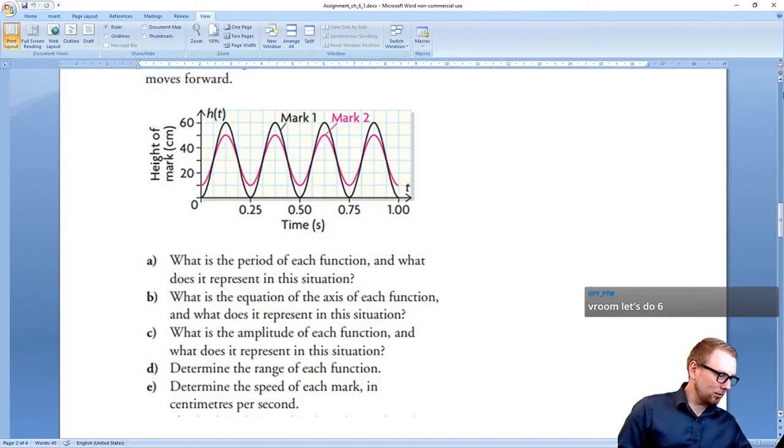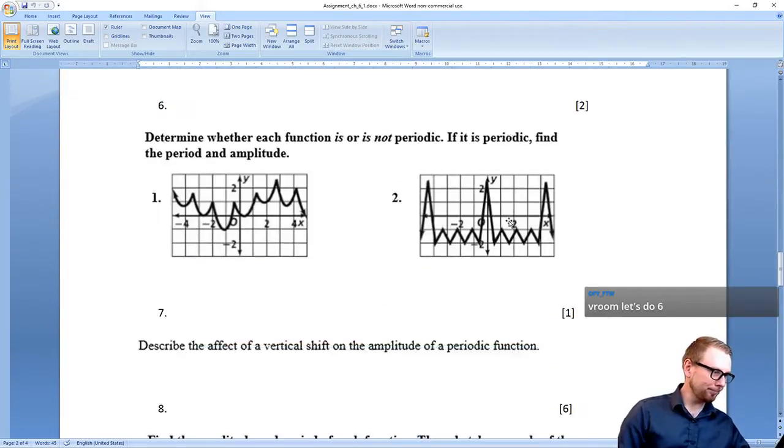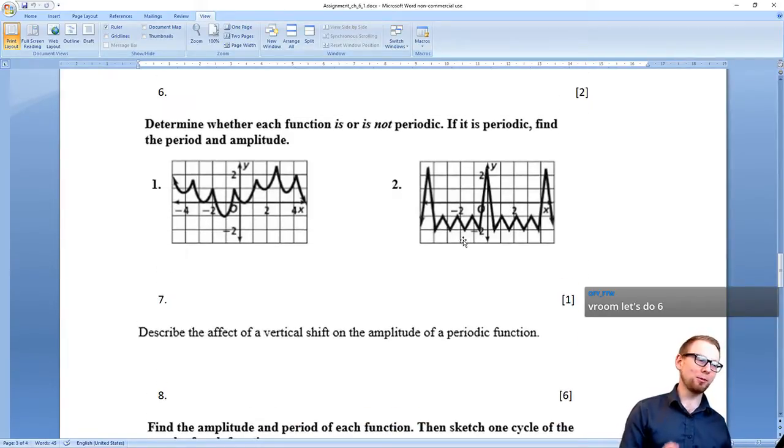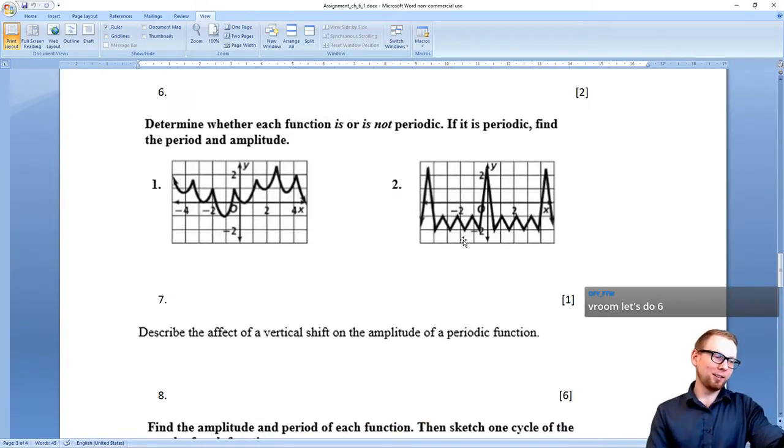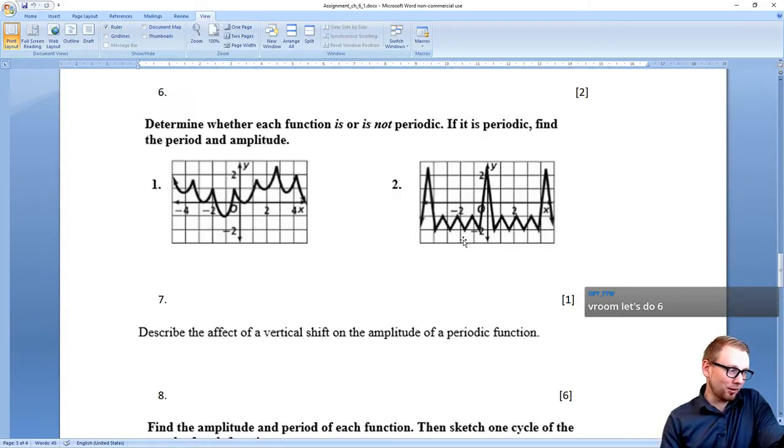Let's see. What was 6? Oh, come on, you can. You guys can do this one. Determine whether each function is or is not periodic. If it is periodic, find the period and the amplitude.